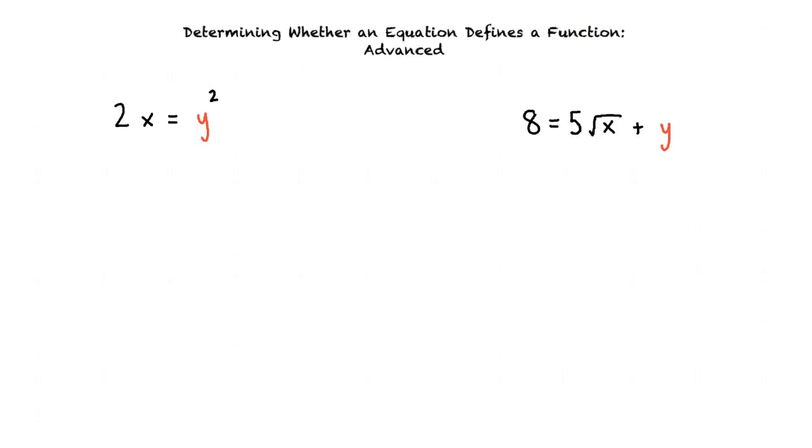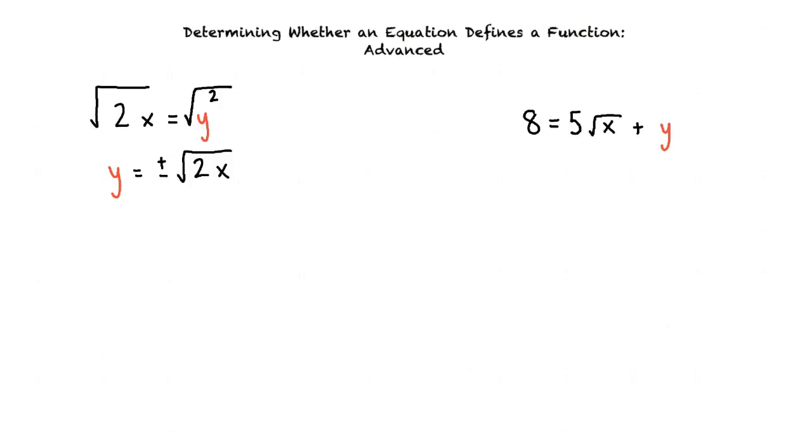We must start off by solving the equation for y. To get y all by itself, we can take the square root of both sides of the equation. The square root of y squared is y, so the result is y equals plus or minus the square root of 2x. It is important to remember to include plus or minus when taking the square root of a number, especially since this plus or minus is the distinguishing factor of an equation that does not define a function.